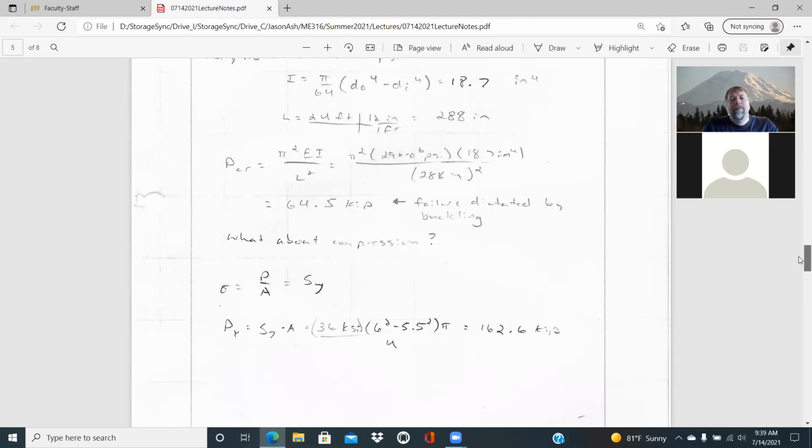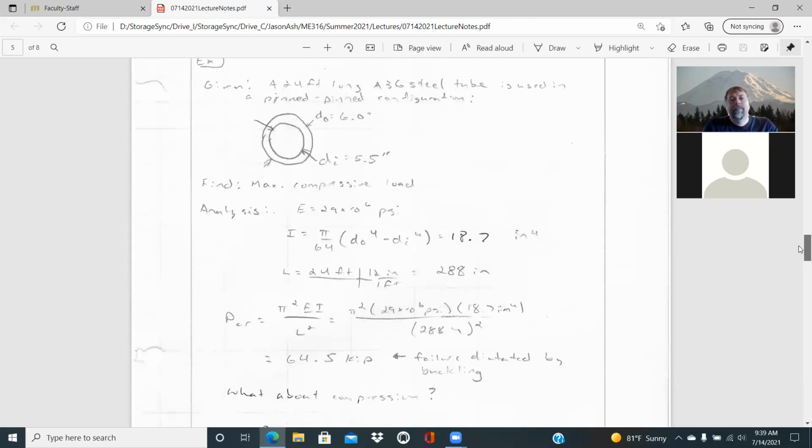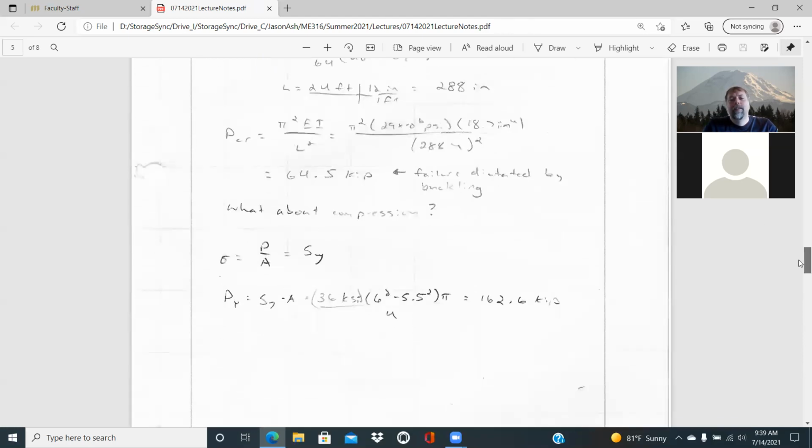And so what about just compressive type stress? A36 steel, the 36 represents the yield strength. And so remember sigma is equal to P over A. And if we define the yield as the limit of what we'd want to go to, our P value would be the yield strength times the area. So 36 KSI times (6 squared minus 5.5 squared) divided by 4 times pi, which is our area, will give us 162.6 kip.